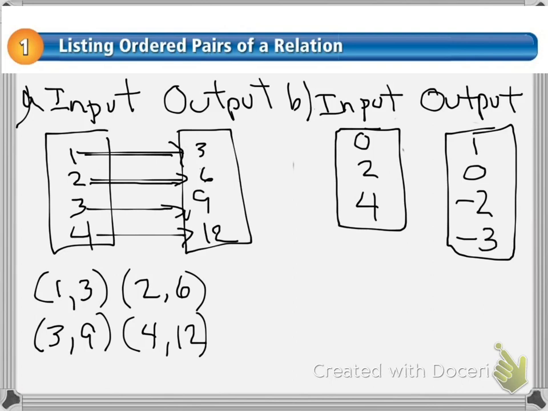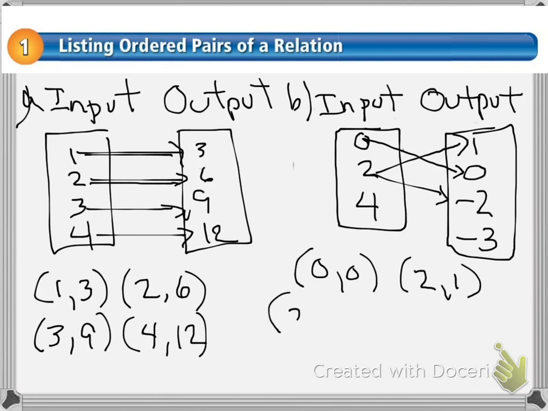Now, take a look at the input 0. The arrow points to the output 0. So that ordered pair would be 0, 0. Number 2 points to 1, but it also points to -2. So that would have two ordered pairs, 2, 1, and also 2, -2. And then the last one, 4, goes to -3, so that would be 4, -3. And that's how we list the ordered pairs of a relation.